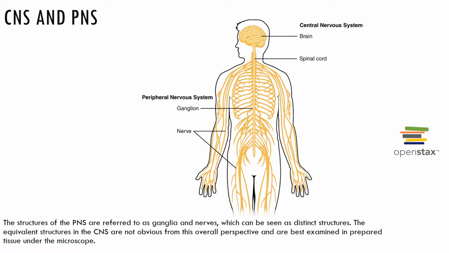The motor division, which is efferent, consists of the motor neurons, which conduct impulses from the central nervous system to the effectors, which are the muscles and glands. The motor division is considered the output. And the motor division is further subdivided into the somatic nervous system and the autonomic nervous system.